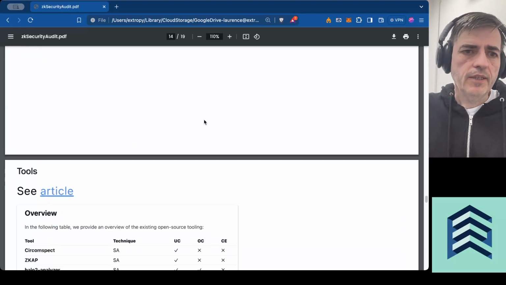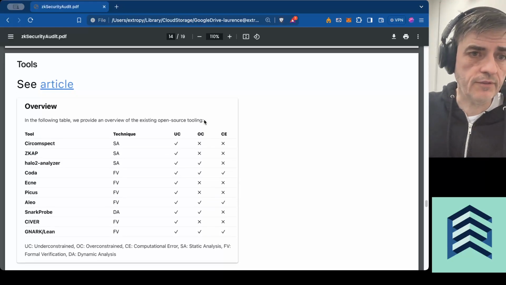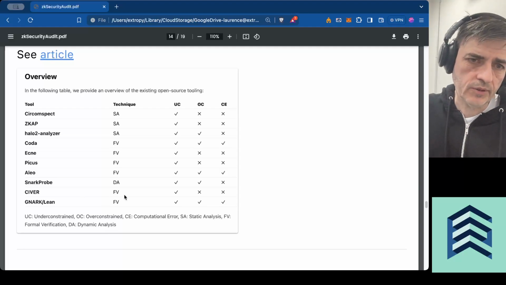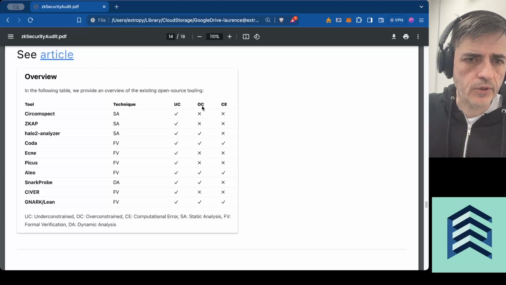Okay. If you want some tools to help with this, there are some available. You can see here, this is just a little table to show you what they check for and how they do that. Some of them are using formal verification, some static analysis, as you see here. And then they can check for under-constrained code, over-constrained code, or computational error.